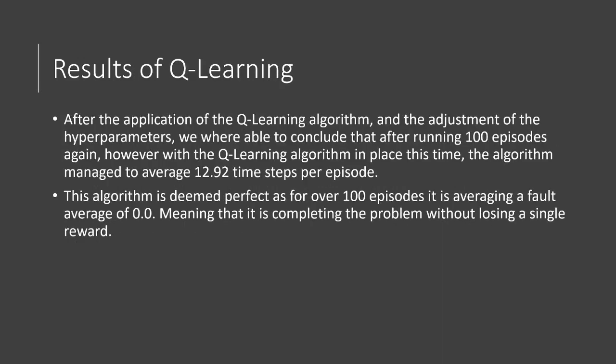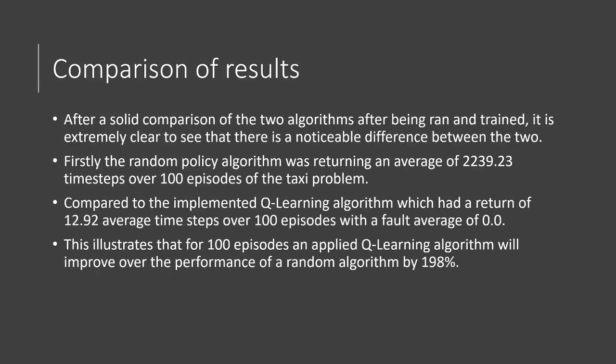Now, on the other side, we have the results from the Q-learning. After the application of the Q-learning algorithm and the adjustment of the hyperparameters, we were able to conclude that after running 100 episodes again, however with the Q-learning algorithm in place this time, the algorithm managed to average 12.92 time steps per episode. The algorithm is deemed perfect for over 100 episodes if it's averaging a fault average of 0.0, meaning that it's completing the problem without losing a single reward.